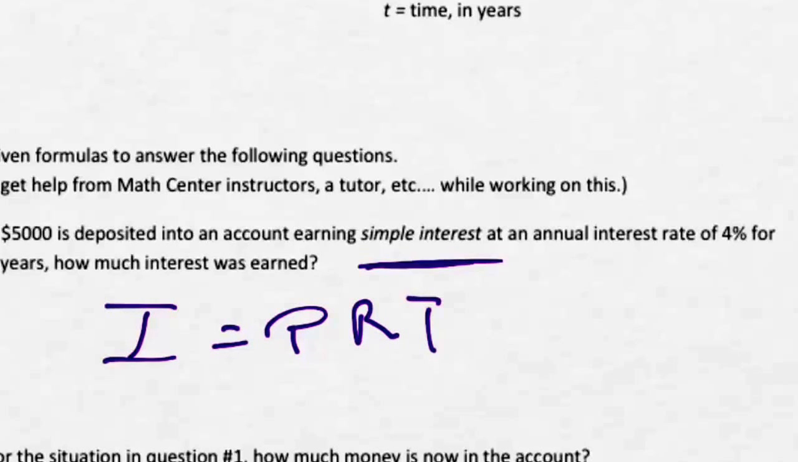We have a few elements that we need. First of all, we need the principal. That's going to be our $5,000. We need our rate. Now remember that P stands for principal, not percentage. So the R is the percentage rate. You might want to put that in as a decimal. And for 3 years, there's our time.